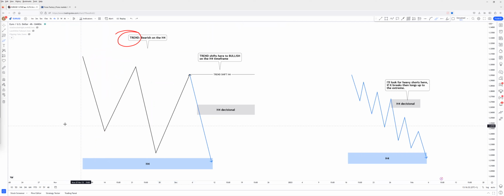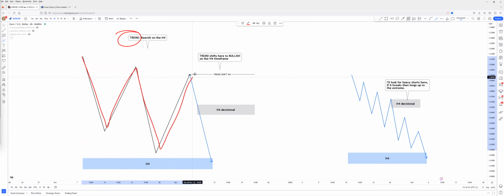There could be demand reactions, there could be a demand reaction, but the trend remains the same. The trend remains bearish because price keeps breaking structure to the downside, keeps reacting on extremes.